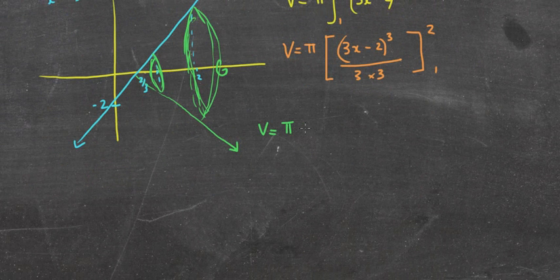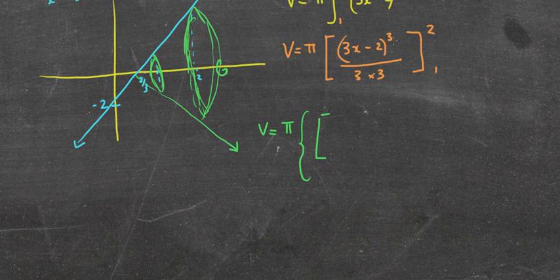So pi times, now remember, it's going to be times the whole lot, so let's put it in. 3 times 2 is 6, 6 minus 2 is 4, 4 cubed is going to be 64 over 9 minus, 3 times 1 is 3. 3 minus 2 is 1. 1 cubed is 1 over 9.